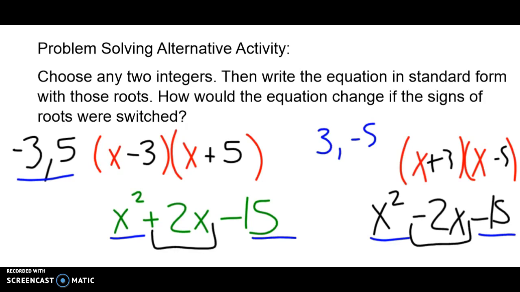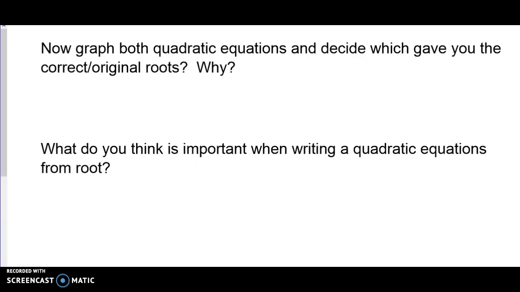And so we would say, okay, well, which one is the right answer? And there might be a good debate in class about, okay, is it the positive 2x, is it the negative 2x? So then we get to this part of the activity, and this is what I think is a little bit different. It's something that I added from the question that was in the back of the book. It says, now graph both equations and decide which gave you the correct or original roots and why.